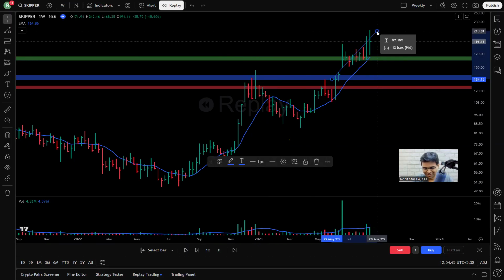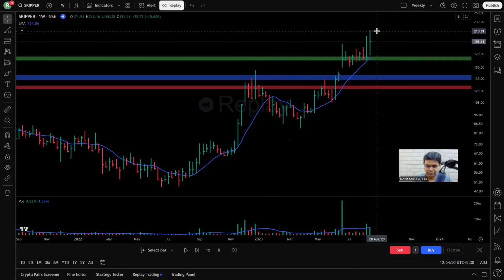And in both the cases, the relative strength of the stock was more than 80. Right? Very, very powerful strategy by William O'Neill. This is not my strategy. This is William O'Neill's strategy.